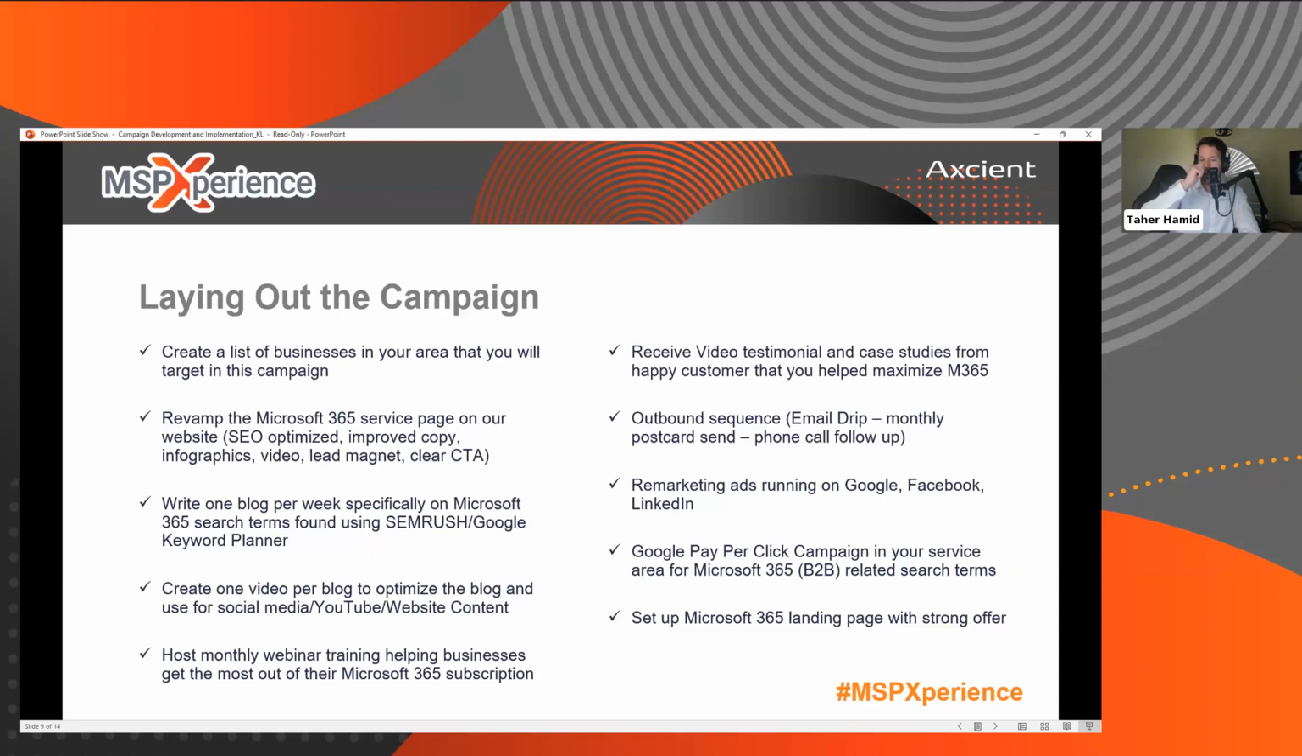We're going to set up Google pay-per-click campaign in our service area for Microsoft 365 related search terms. Google Keyword Planner is going to help us with that as well. And then we're going to set up a really nice Microsoft 365 landing page with a strong offer, as strong of an offer as we can come up with, like 5 hours of free Microsoft 365 consulting, something big, not just free network review, free cybersecurity review, the stuff that every MSP is doing. We're actually going to really put a good offer on this.